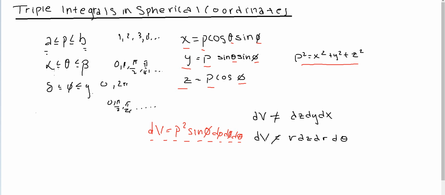So that is the ideology behind spherical coordinates. Essentially, all we're stating is that theta goes from alpha to beta, phi goes from delta to gamma, and the integral of our function is taken with respect to rho squared sine phi d rho d phi d theta, and that is triple integrals in spherical coordinates.